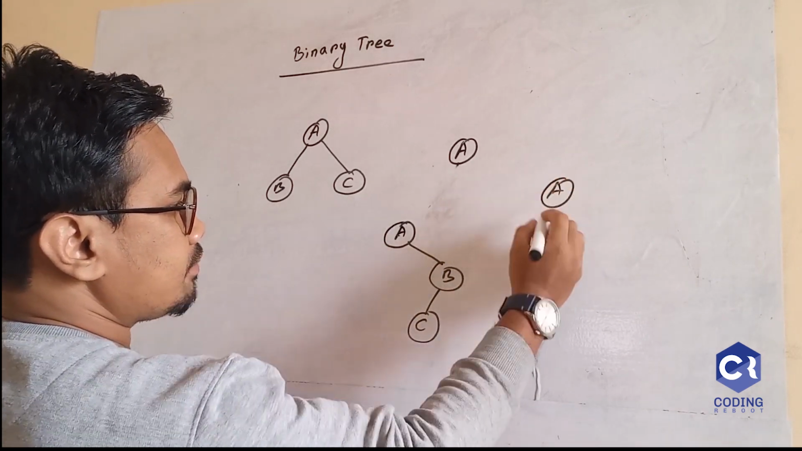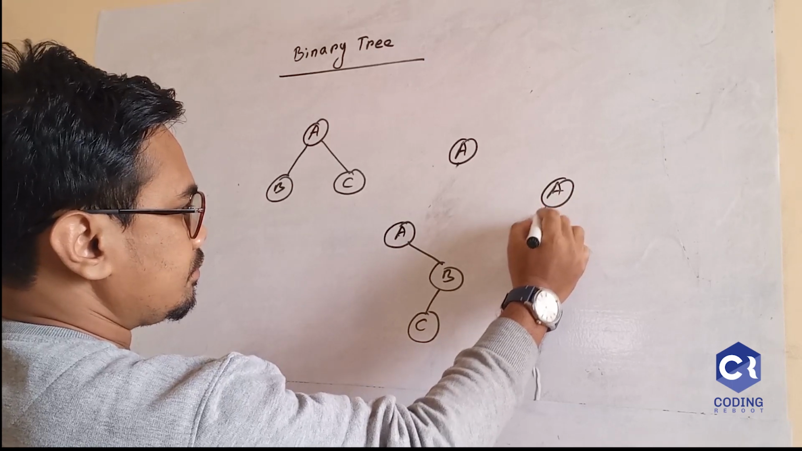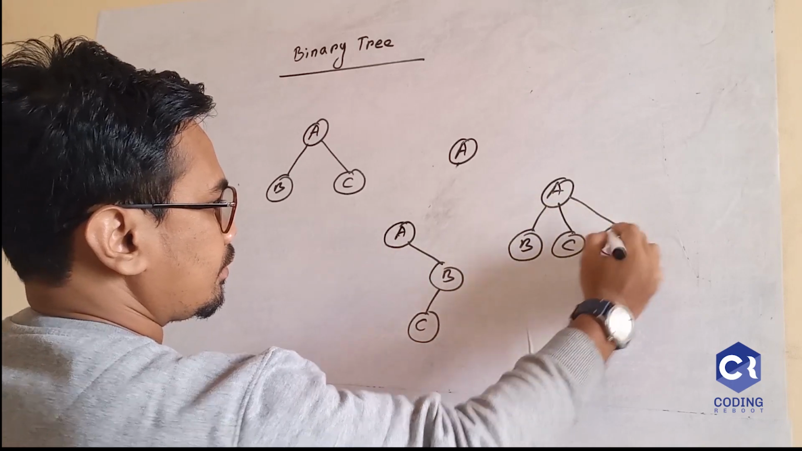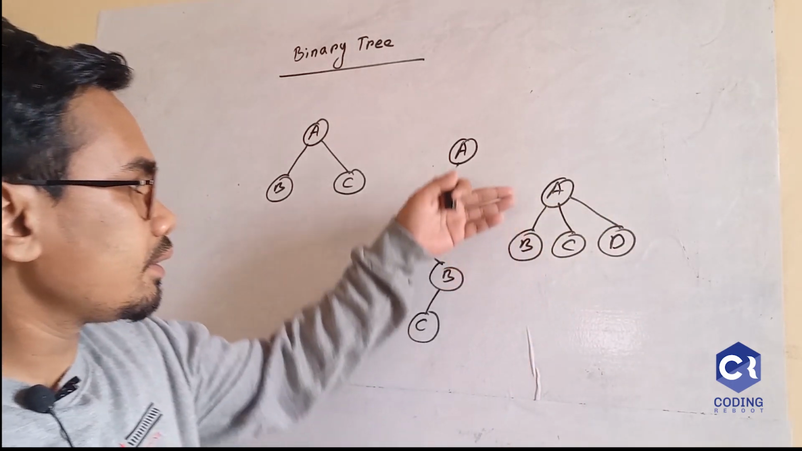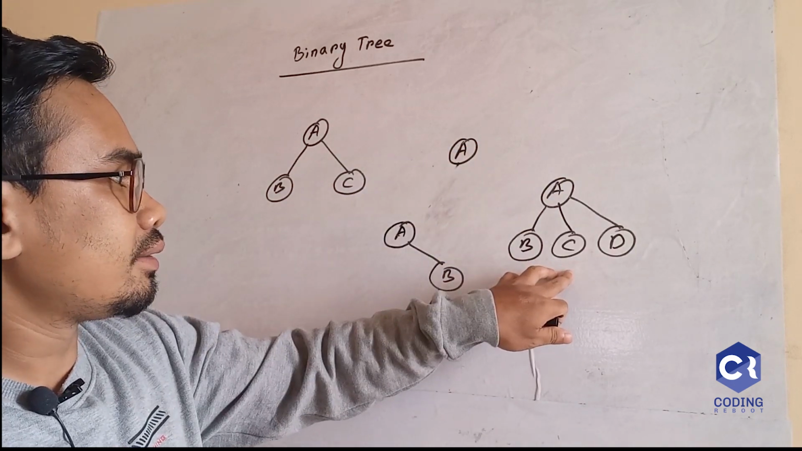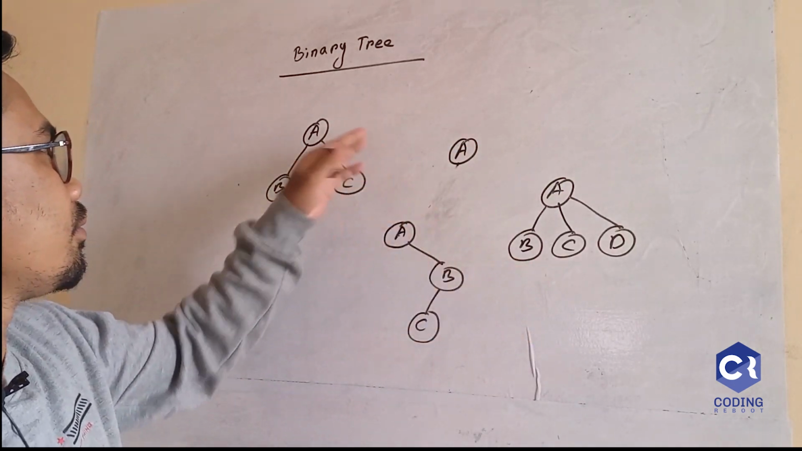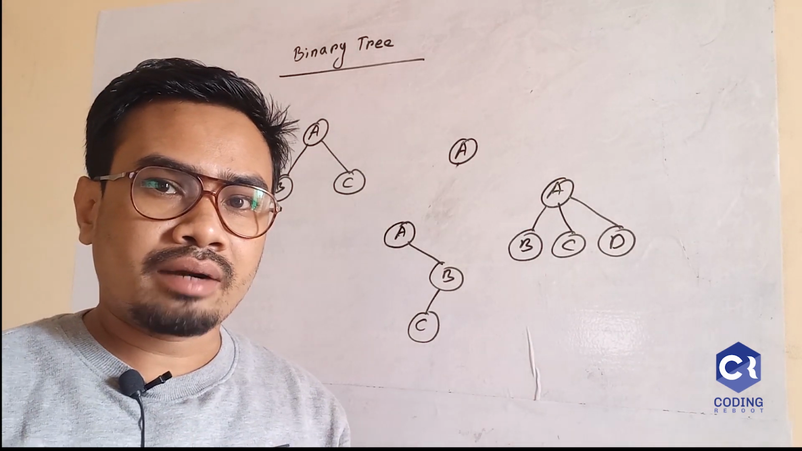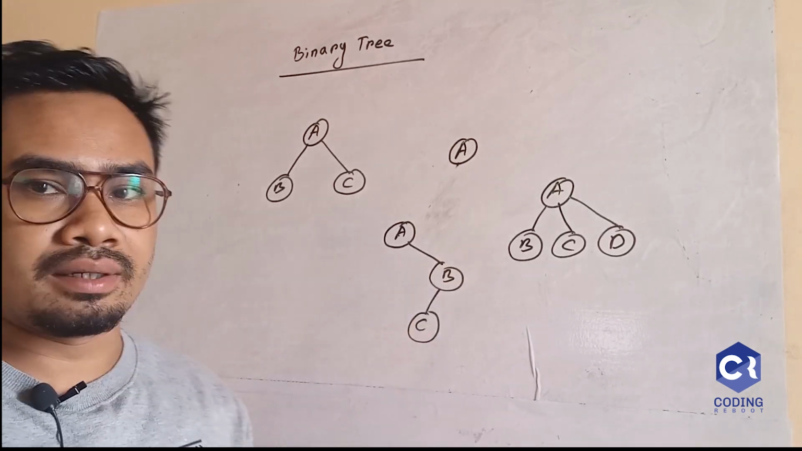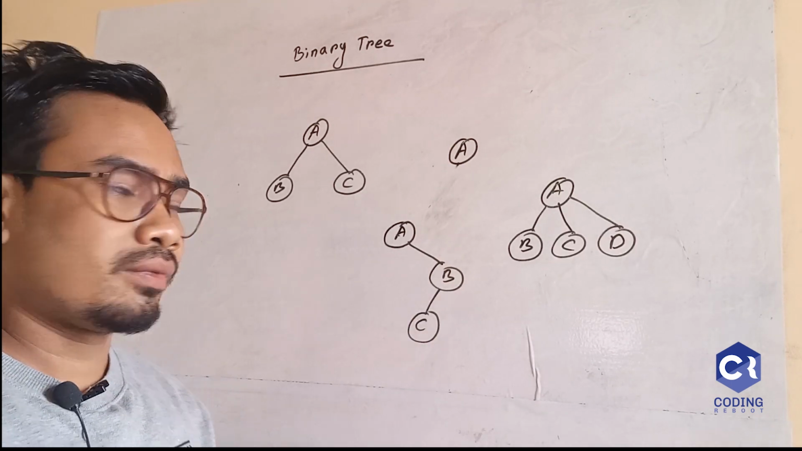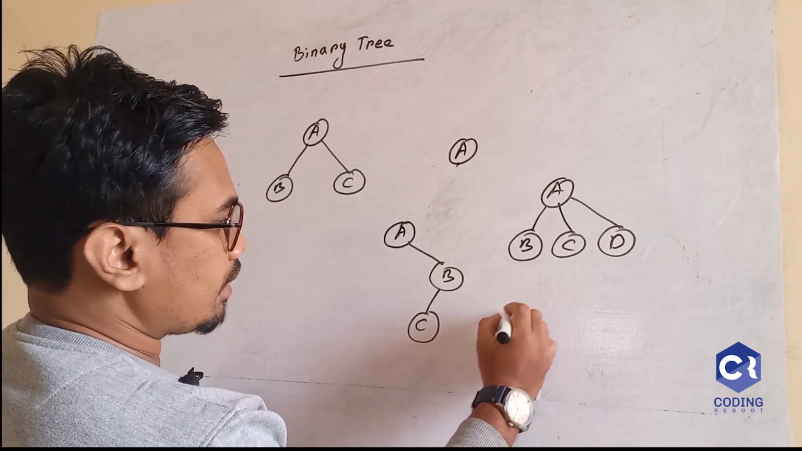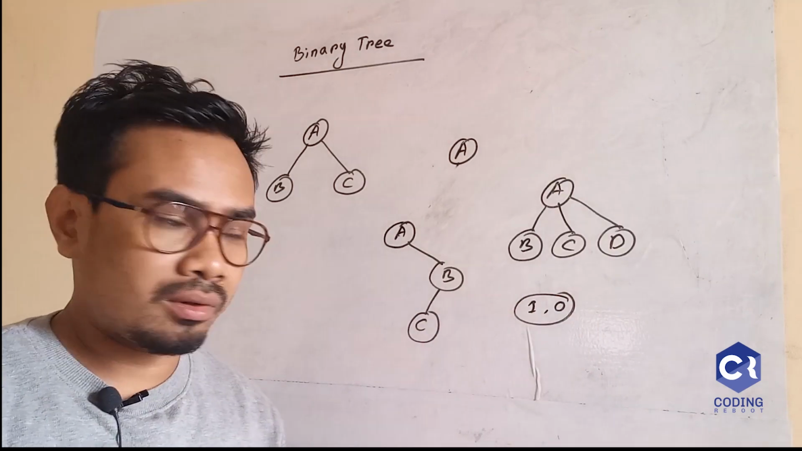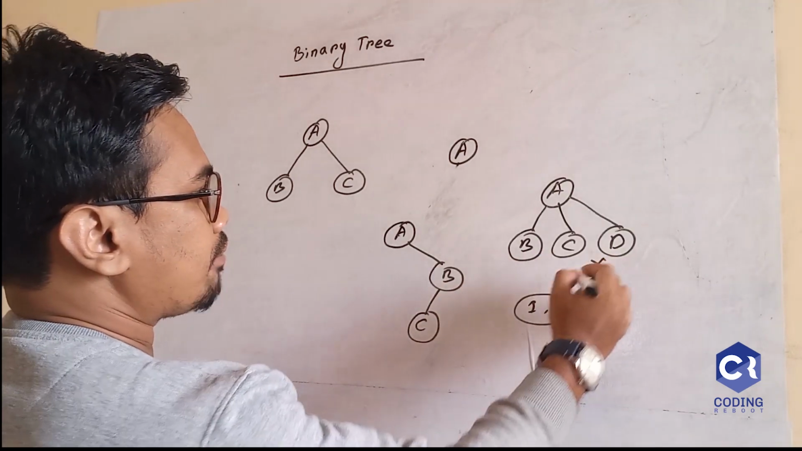Now if you consider this tree, this is not a binary tree, because why? It has 3 children, and as per the definition, a binary tree should have at most 2 children, and minimum 1 or 0 children it can have, but not more than 2. So this is not a binary tree.